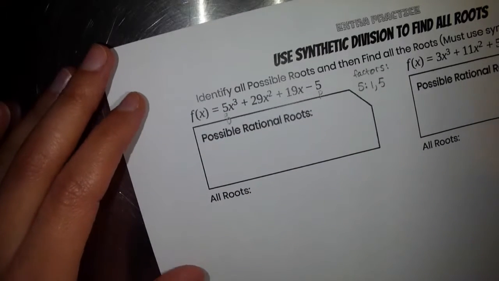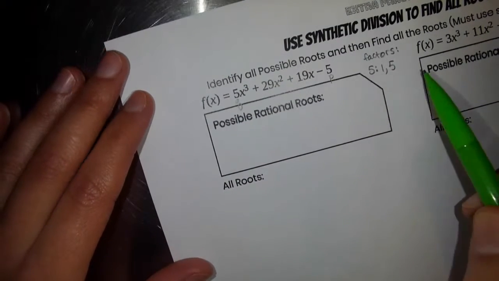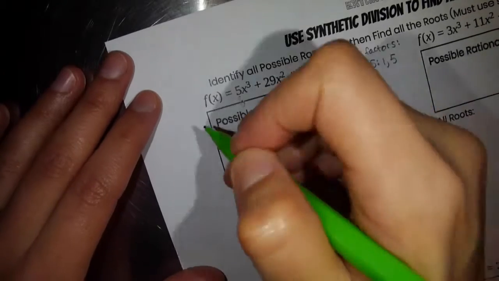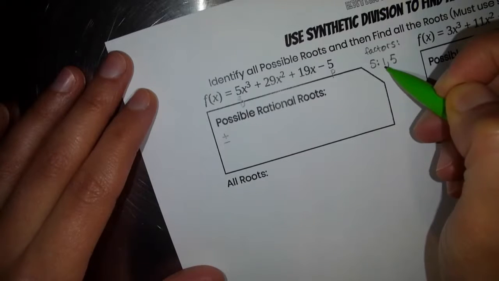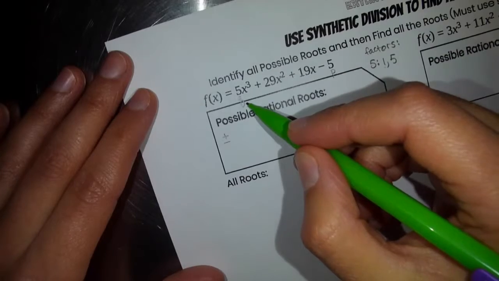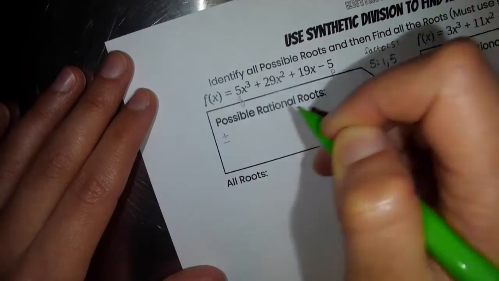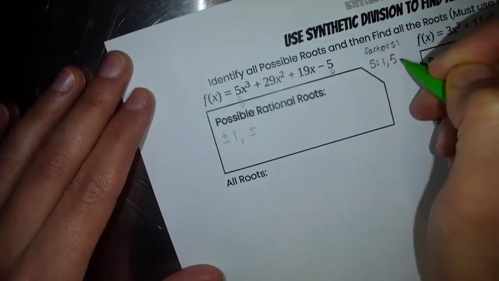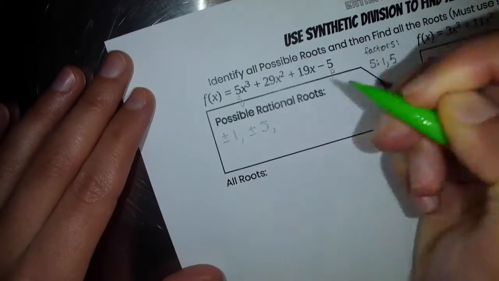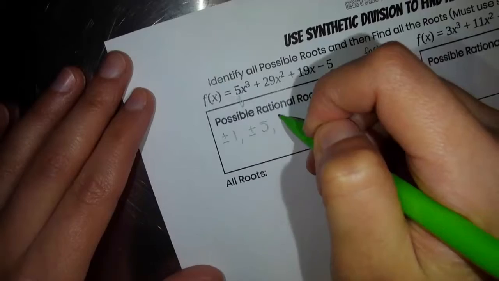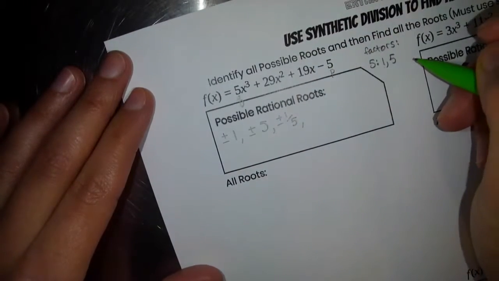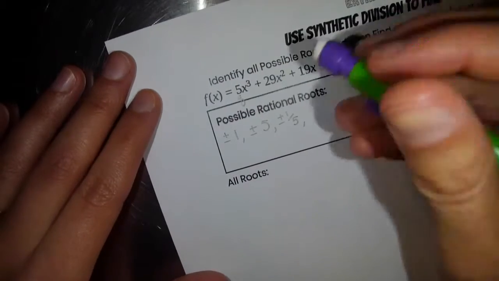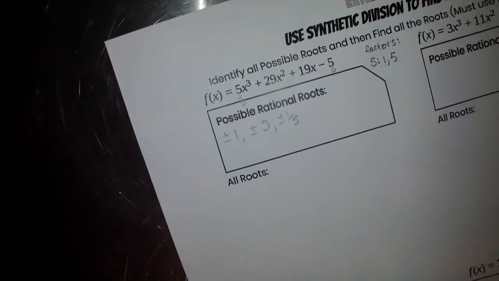When we think of our fractions, we have to do all factors of the top and all factors of the bottom. So plus or minus, I like to do a denominator of 1 first for my factors of the q. So over 1, 1 over 1 is 1, and 5 over 1 is 5. And then with a denominator of 5, I would have 1 over 5, and then 5 over 5, which is just 1. So those would be all my factors.